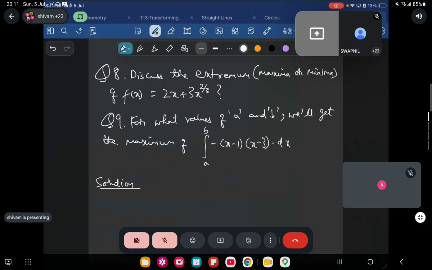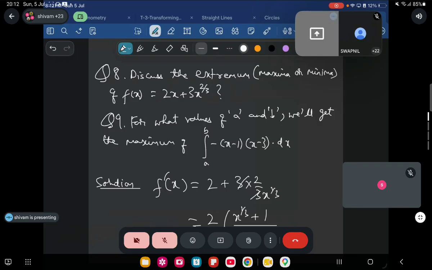First of all, f of x is equal to 0 at some points if you take x common. Forget about it, not required. Let us find out f dash x only. f dash x is equal to 2 plus 3 into 2 by 3 into x to the power 2 by 3 minus 1, so x to the power 1 by 3. The 3 gets cancelled. 2 common, within brackets we get x to the power 1 by 3 plus 1 upon x to the power 1 by 3.